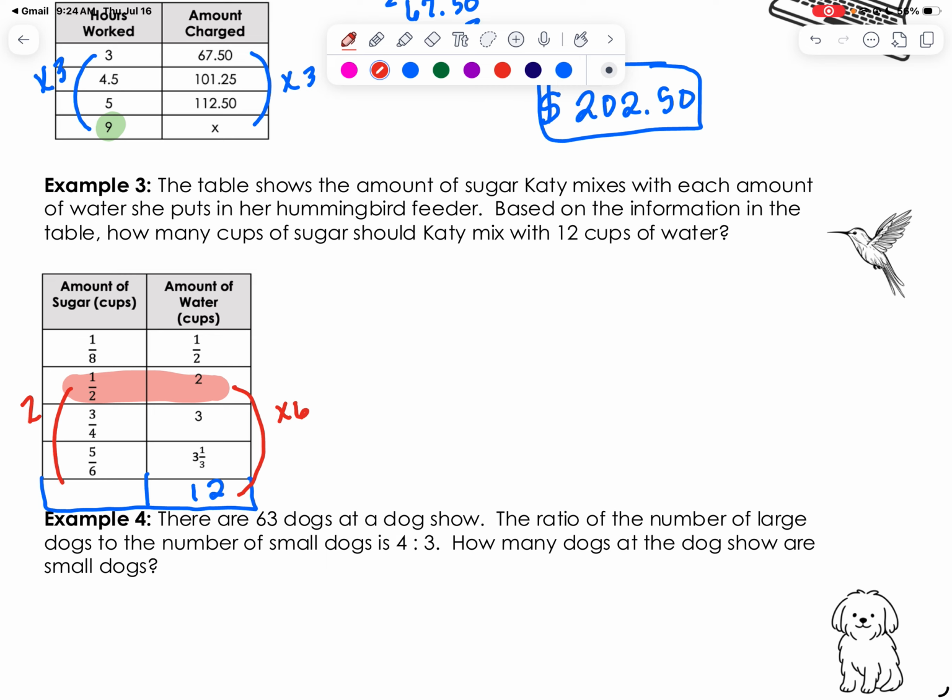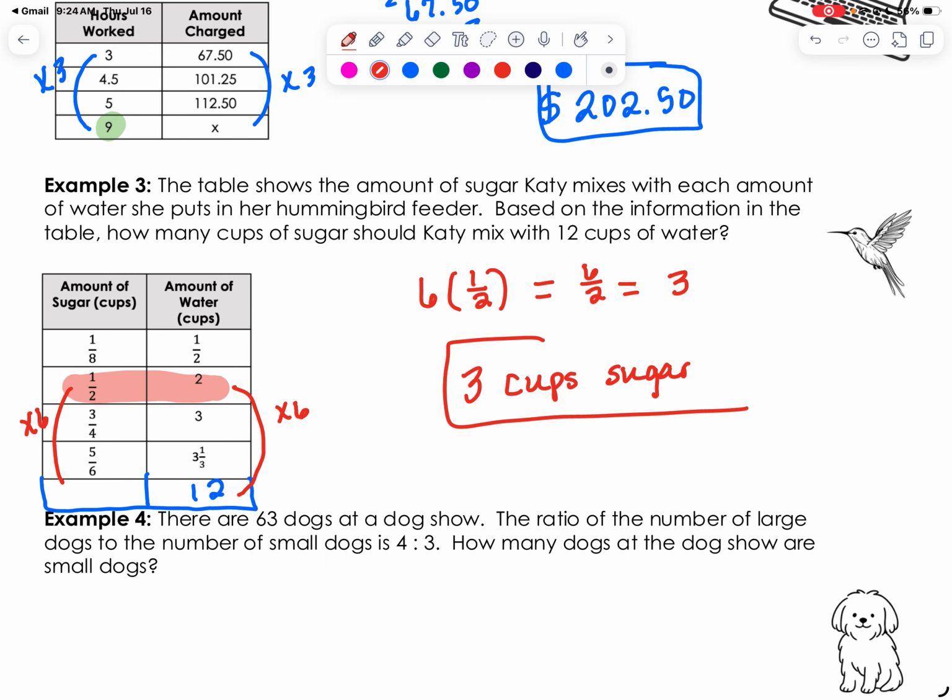Excuse me, why did I write down 2? I meant to write down 6. Let me erase that. Times 6. So I'm going to take 6 and multiply it by 1/2. So 6 times 1/2 is the same thing as 6 divided by 2, which gives me 3. So this tells me she'll need 3 cups of sugar for 12 cups of water.